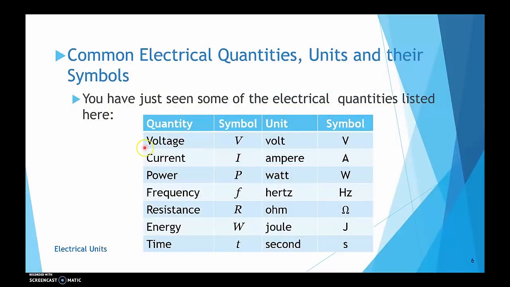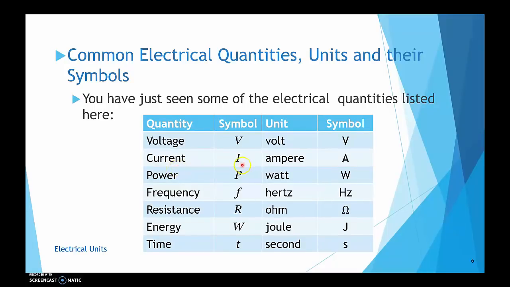You have just seen some of the common electrical quantities, such as voltage. The symbol for voltage is V. To show that it is a variable, we often print a quantity symbol in italic. The unit for voltage is volt. The symbol for volt is also V, but we should always print a unit symbol in regular font, not in italic.